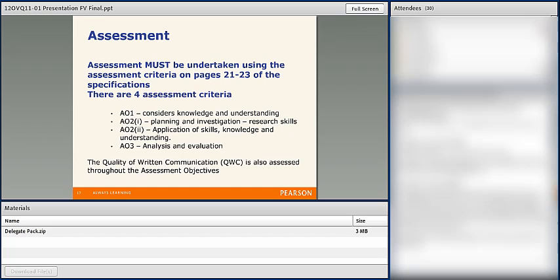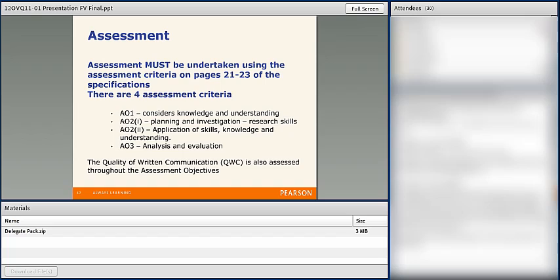Okay, so that's a brief overview then of the tasks for the assignment for May 2012. What I'm going to go on to now is looking at how you assess it. Now, the key thing to bear in mind is that assessment must be undertaken using the assessment criteria that you'll find on pages 21 to 23 of the specifications.